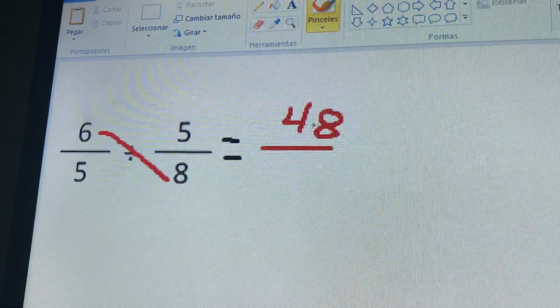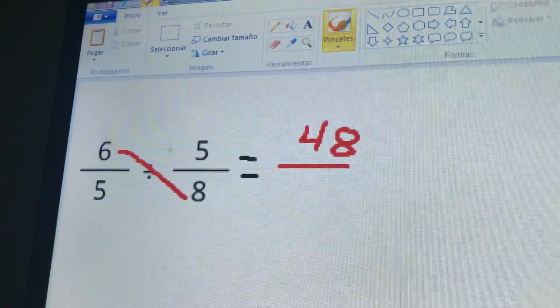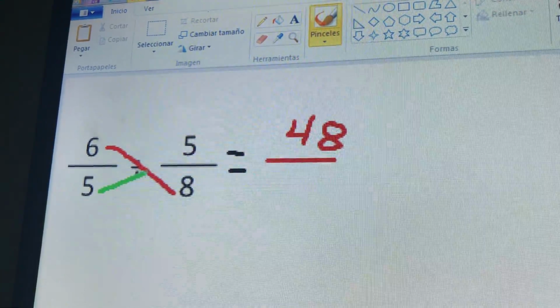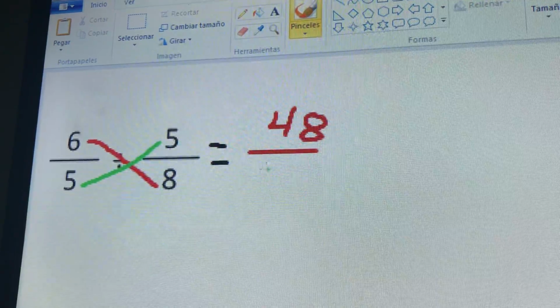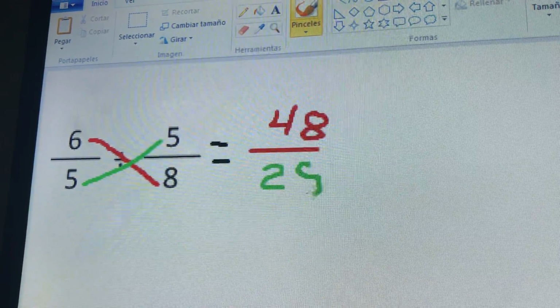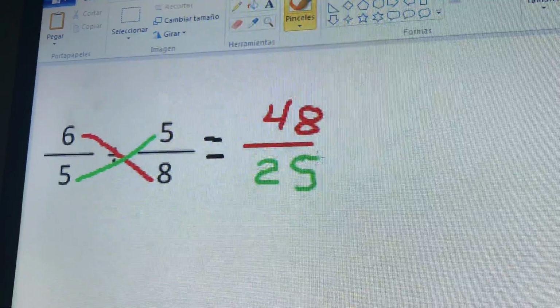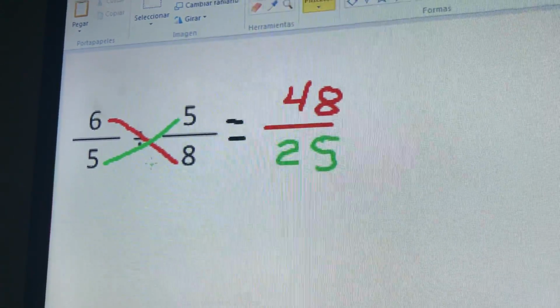I got the first one, okay? Now the next one, I'll multiply this one with this one. 5 times 5, so 5 times 5 is gonna go here, 25. And then I got the answer for this one, okay? But there's also another way you can do this.